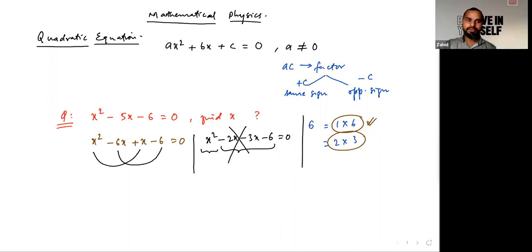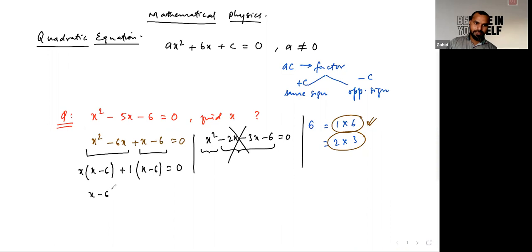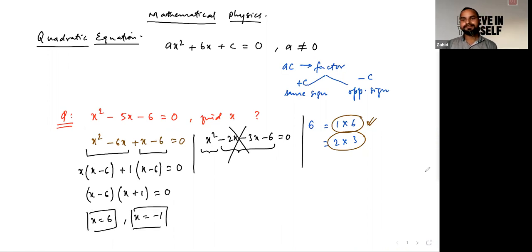So how to proceed with any quadratic equation? First take the product of the first and last term. Now take the factors of it and arrange the factors on the basis of the sign of C in same sign or opposite sign, which equals the middle part. Okay. Now from this part, take x as common. And from this part, take 1 as common. So it will be x minus 6. If you take 1 as common, you will get x minus 6 is equal to 0. With x minus 6 taken out, it is left with x plus 1 equals 0. So x would be 6 and x would be equal to minus 1. So this will be your final answer.